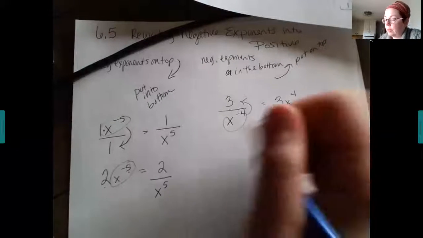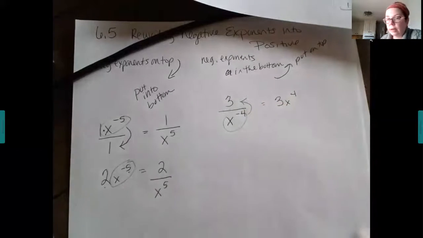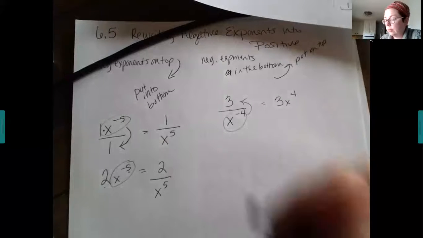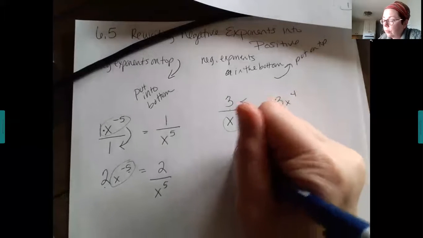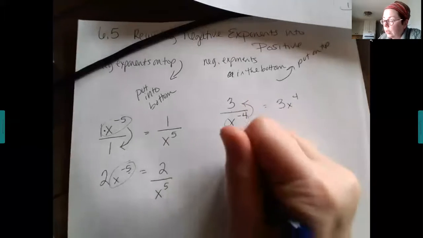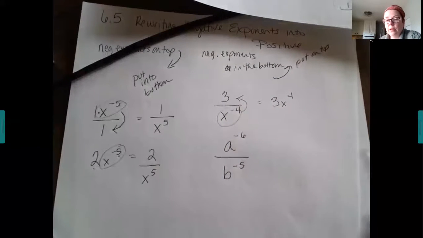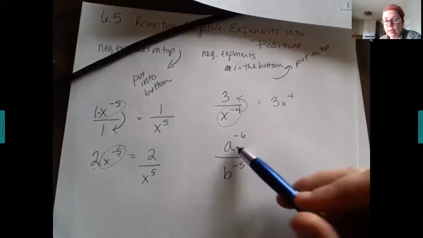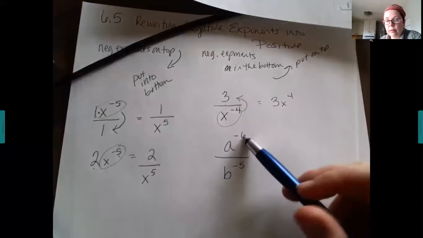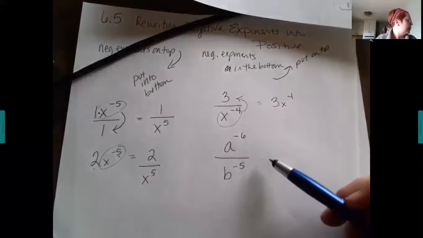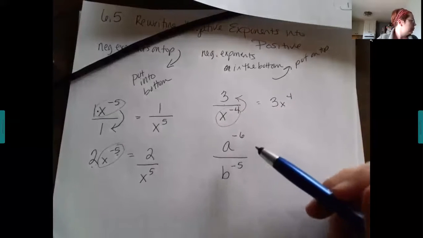And if we did have something where there's negatives in both areas, like let's say we had this. Okay. So these are not the same base, so we can't do anything with them as far as combining the exponents together.